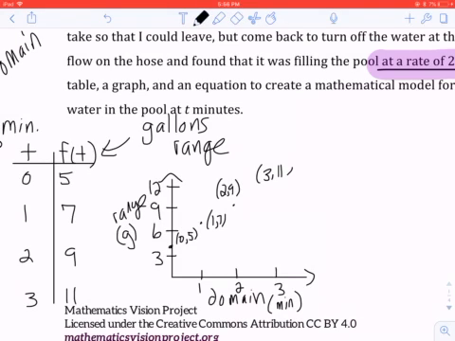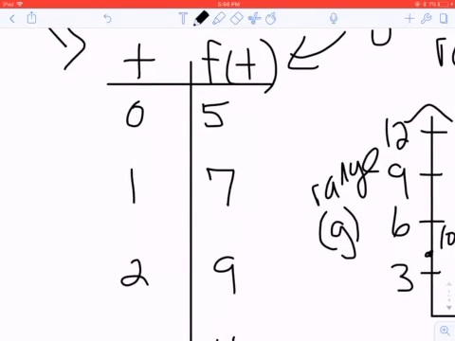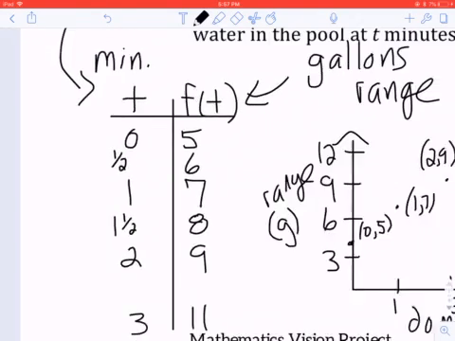You can have fractions of a minute in this case, and guess what? The hose doesn't stop. If I wanted to figure out how much was in it at half a minute, I'd be up to 6 gallons. If I wanted to figure out what was up at 1.5 minutes, I'd be at 8, because again, it's going up 2 every minute. So that means it's going up 1 every half minute.